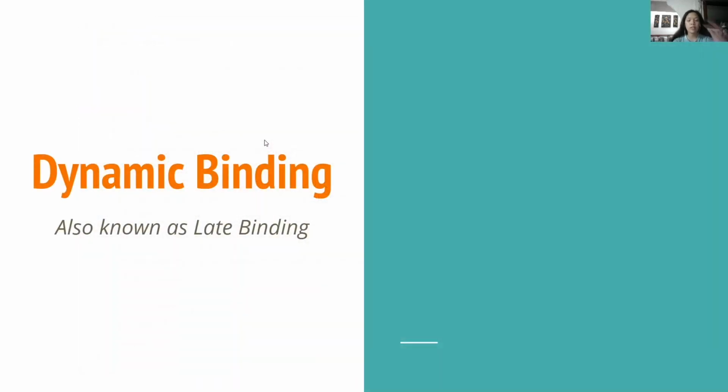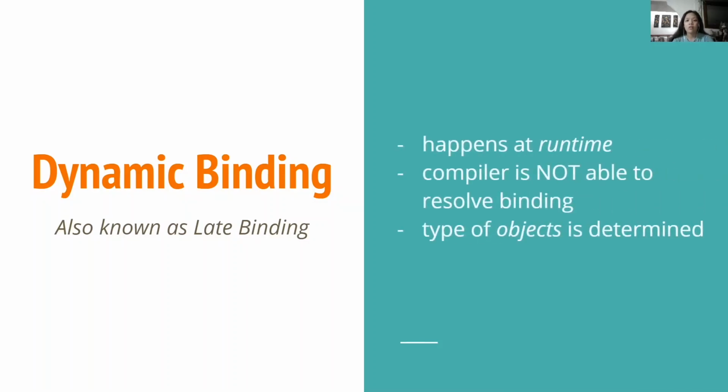The next type of binding is called dynamic binding, which is also known as late binding. This happens at runtime, and this is when the compiler is not able to resolve the binding. One thing to remember is that compile time comes before runtime. So the type of object is determined at runtime. Method overriding is a perfect example of dynamic binding because both the parent and child class have the same method, and in this case, the type of object determines which method is to be executed. So this is what the third point means.